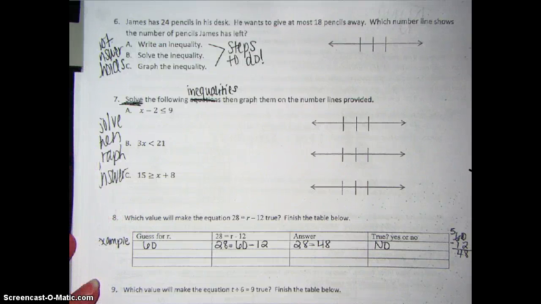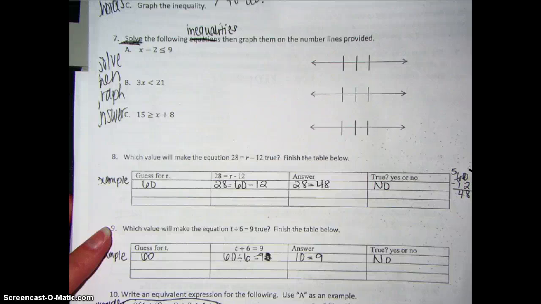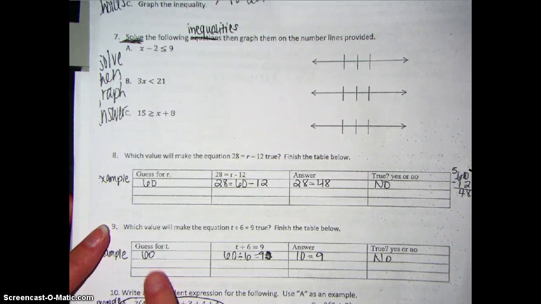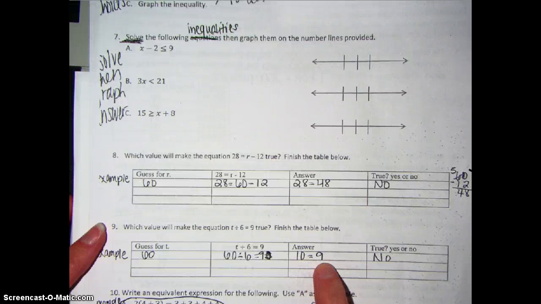Moving on to number 9, same situation. What is the correct answer for t this time? So you're going to plug it in. Ms. Metcalf plugged in 60 again. 60 divided by 6 equals 9? No, that's 10. 60 divided by 6 is 10. It is not equal, so no, it is not the true answer.